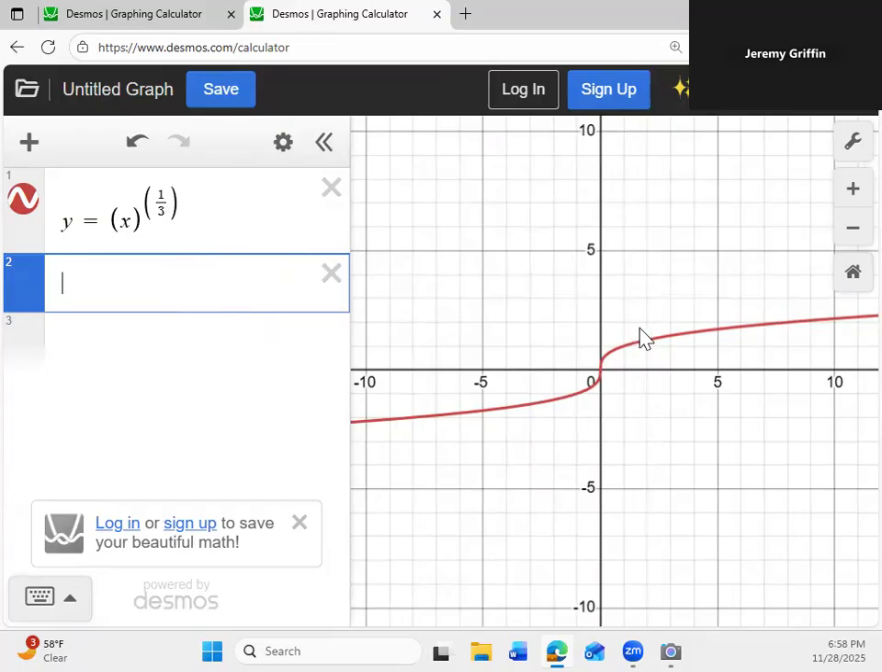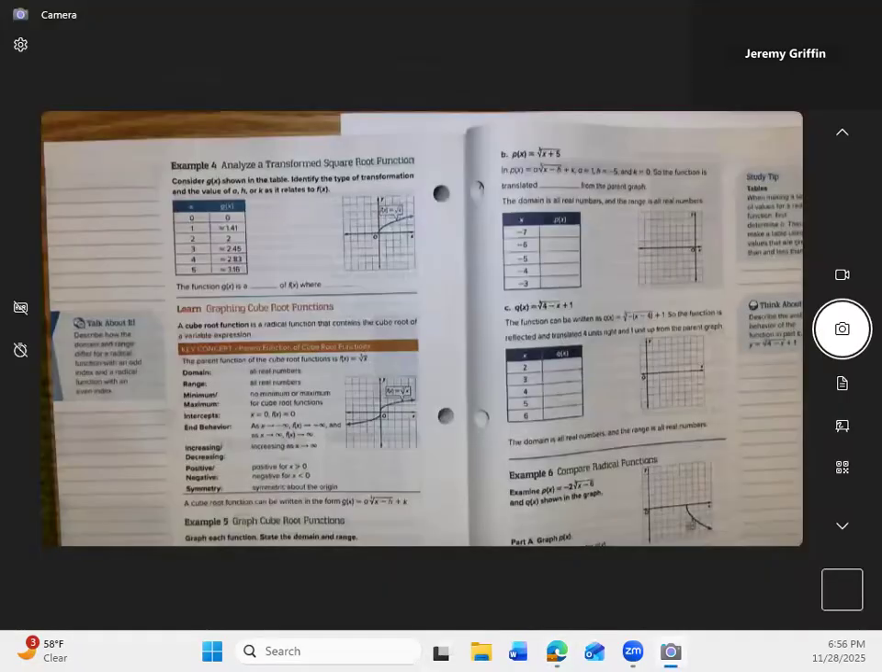Here's the parent function for cube root of x. It looks like that. So for example, cube root of 1 is 1, cube root of 8 is 2, cube root of 0 is 0. You can also go negative. Cube root of negative 8 is negative 2. Cube root of negative 1 is negative 1. So I see all those points signed. All right, what are we going to be doing with this?